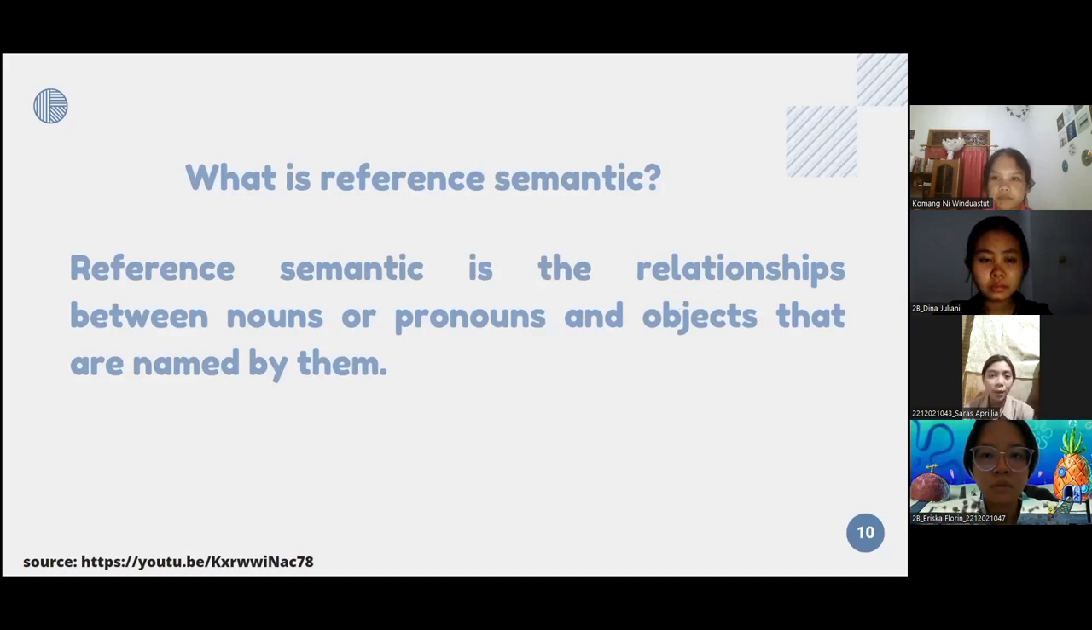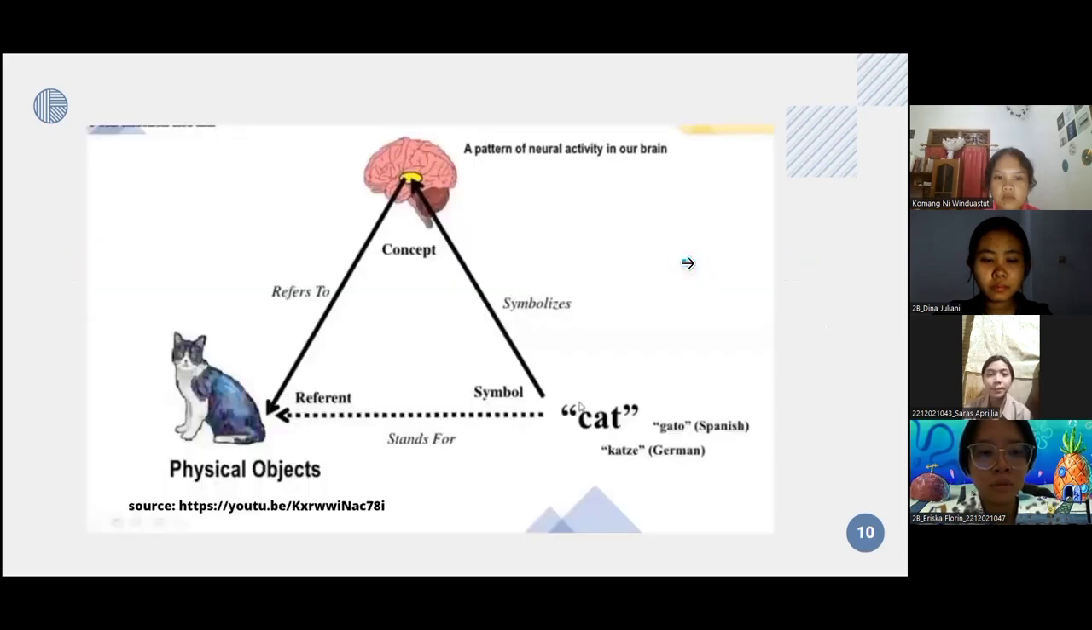Okay, what is reference semantics? Reference semantics is the relationship between nouns or pronouns and the objects that are named by them. To examine reference, I will show you a diagram of meaning, the semiotic triangle. Next. Okay, so reference semantics means there is a relationship between the word and the object.